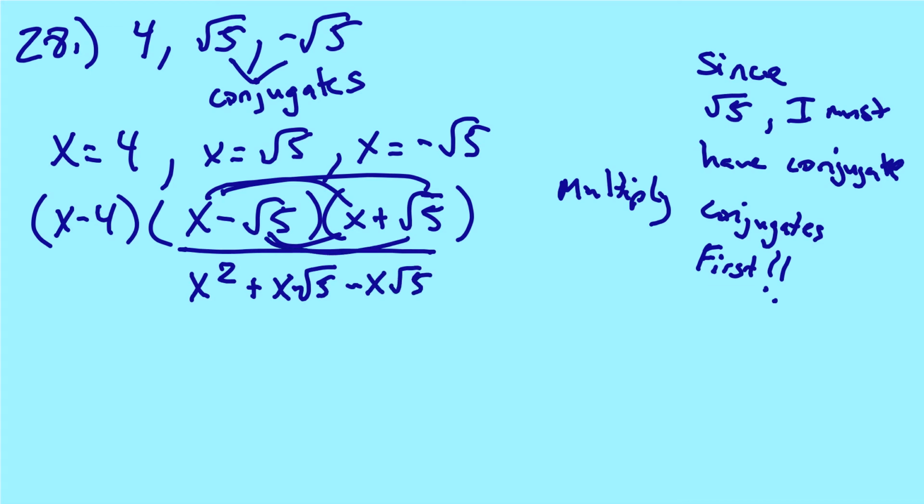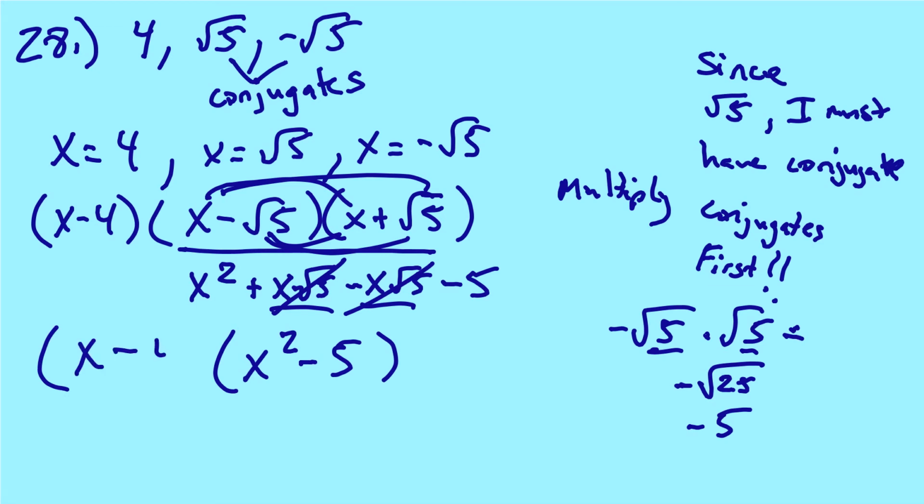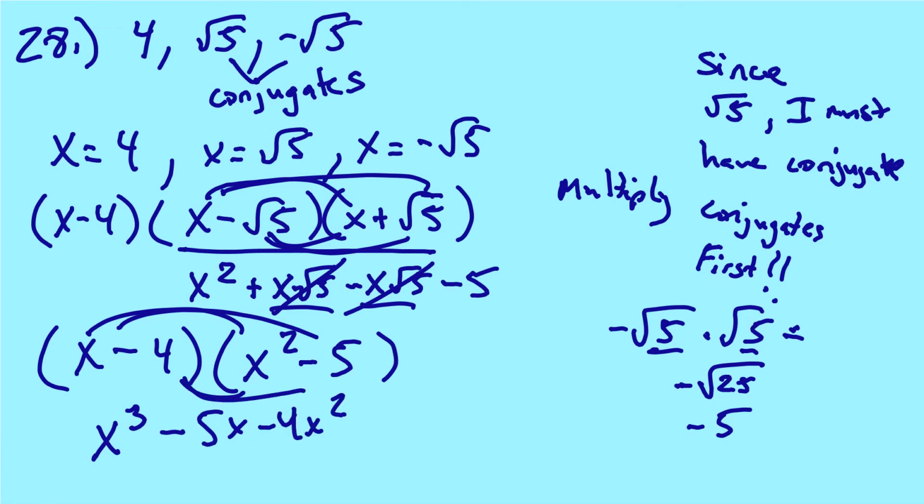And radical 5 goes to radical 5. Remember, radical 5 times negative radical 5 equals, you multiply these two together, radical 25, the square root of 25 is 5, so the radical just disappears. These two cancel, so these last two parentheses turn into x squared minus 5. Didn't do anything with x minus 4, so it just stays there, and I FOIL again. X goes to x squared, gives me x cubed. X goes to minus 5, gives me minus 5x. Inside is minus 4x squared, and then plus 20.